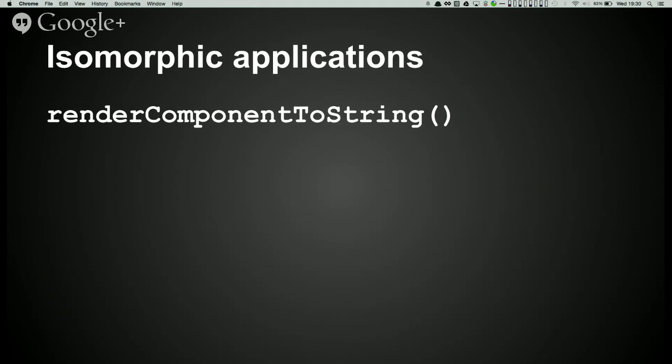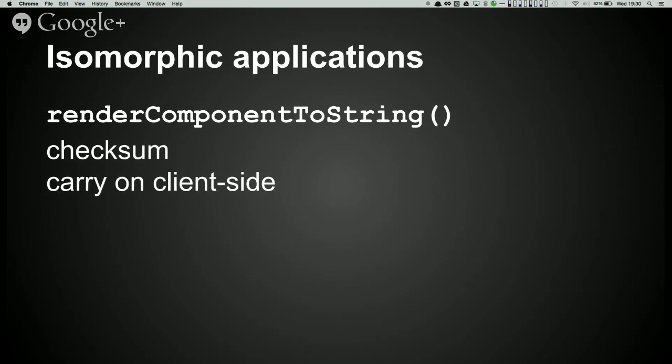Which is quite cool. We're building quite a few isomorphic applications at the moment, which is really good because the virtual DOM doesn't have any dependency on the real DOM at all. You can call render component to string instead of render component. And when you call render component to string, you get a string of HTML back, which you can send down to the client. When it's sent down to the client, it has a checksum on the root element.